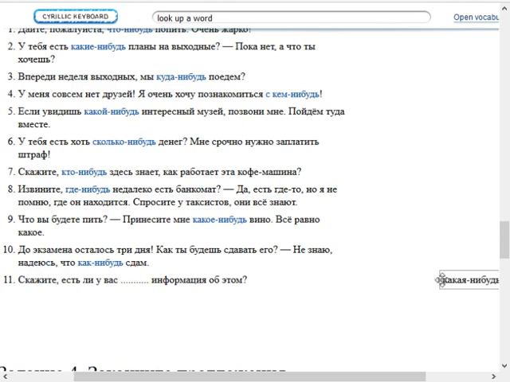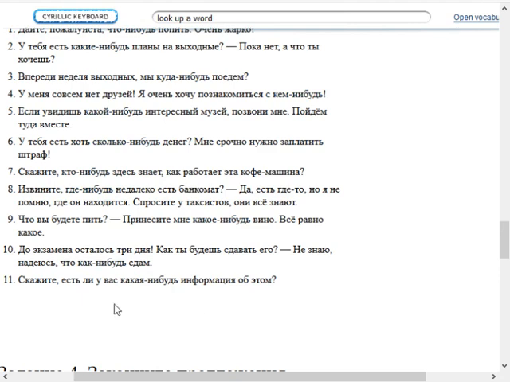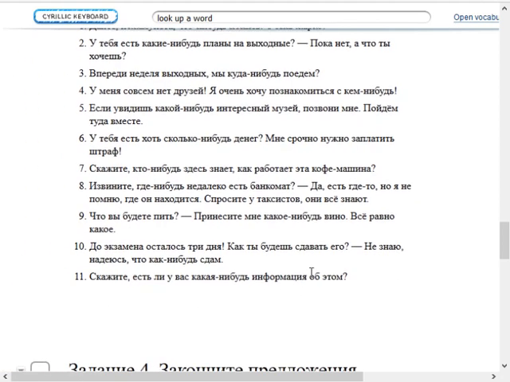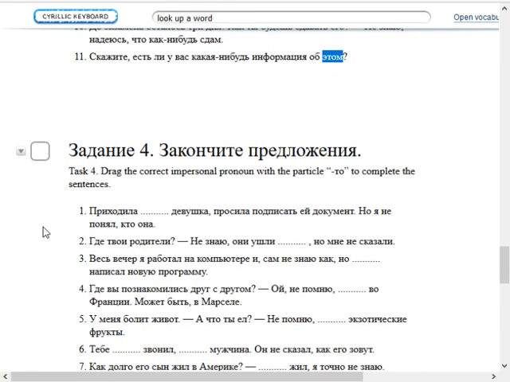And finally, obviously by process of elimination, this is the last one. Скажите, есть ли у вас какая-нибудь информация об этом? Tell me, do you have any information about this? Информация is feminine, so it's какая. So do you have any information about this? The subject is not specified. They just say об этом, about this.